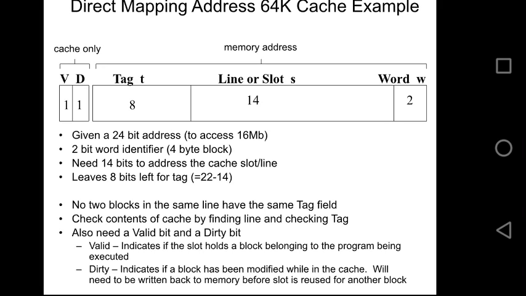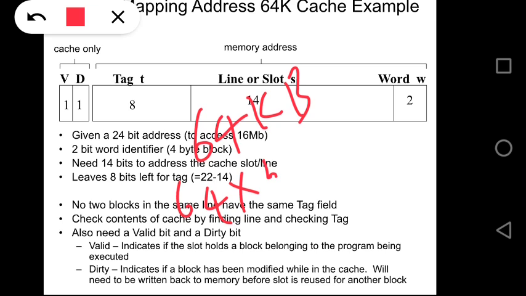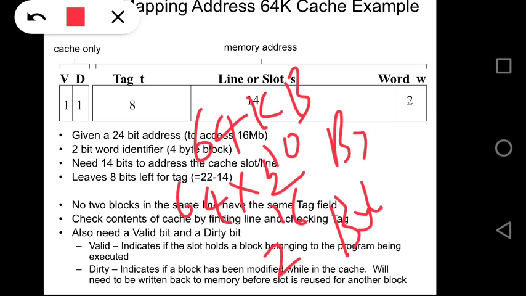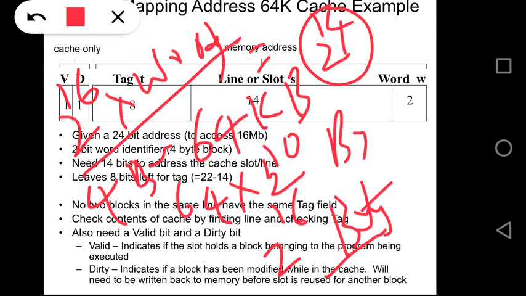Next, direct mapping address for the 64K cache example. 64K cache means 64 kilobytes, 64 into 2 power 10 bytes, that is 2 power 16 bytes. 2 power 16 different memory words are there in the cache, and if the block size is 4 bytes, 4 words, then 2 power 14 blocks will be there in the cache.